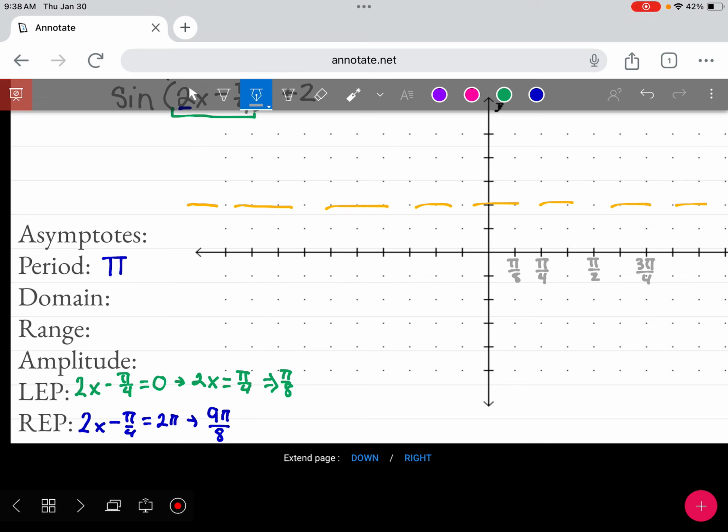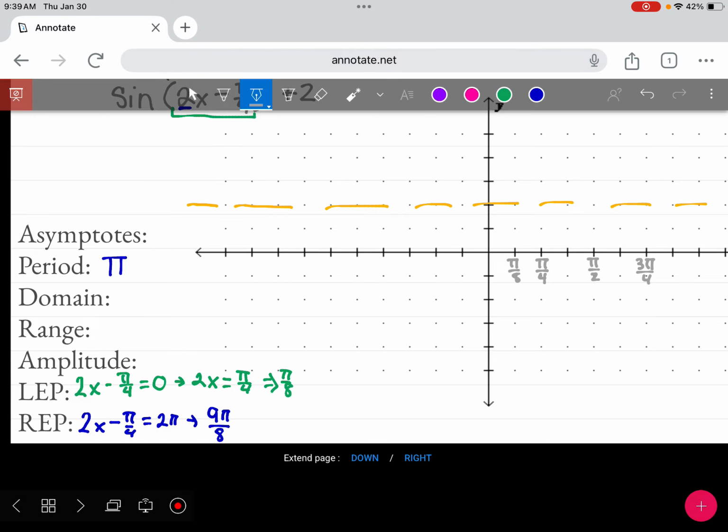2x minus pi over 4 equals 2 pi. So we add our pi over 4, we're going to have 2x equals 8 pi over 4 plus pi over 4, which gives us 9 pi over 4. When I divide by 2, I'm going to change my denominator so that x is 9 pi over 8. Because I know if I put it here, it's going to be super tiny.